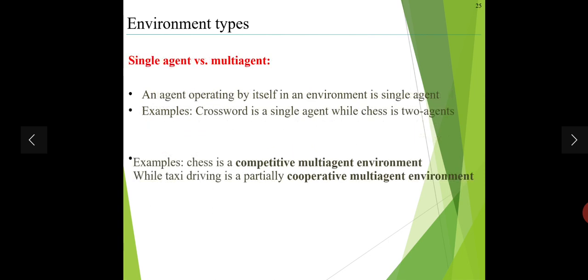Now, the last one is single agent versus multi-agent. Now, what is single agent? Okay, where one agent is working, and multi-agent where two or more agents are working. So, an agent operating by itself in an environment is single agent. Crossword is single agent, definitely one person is playing, while chess has two agents. Chess is a competitive multi-agent environment. Competitive why? Because there is a competition. Taxi is a partially cooperative multi-agent environment.